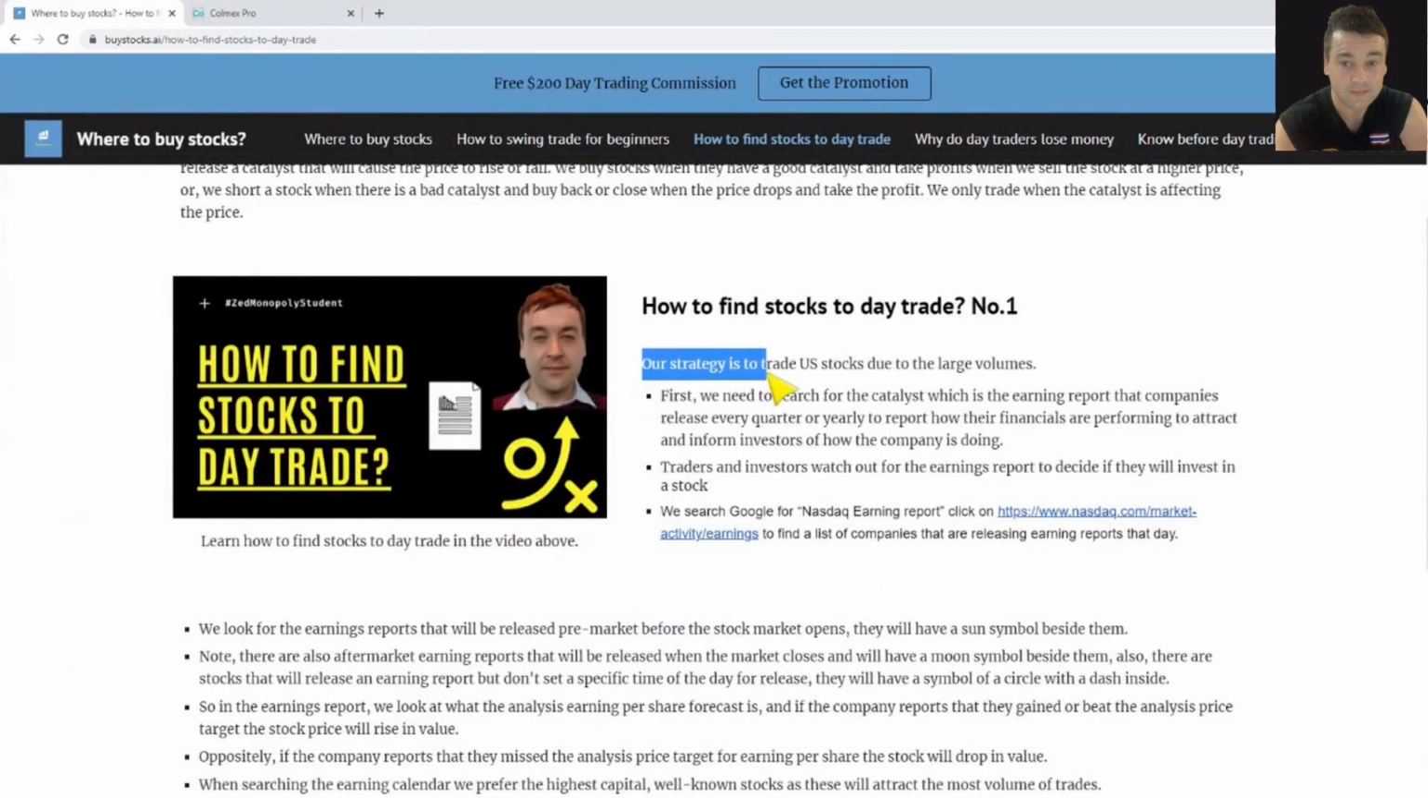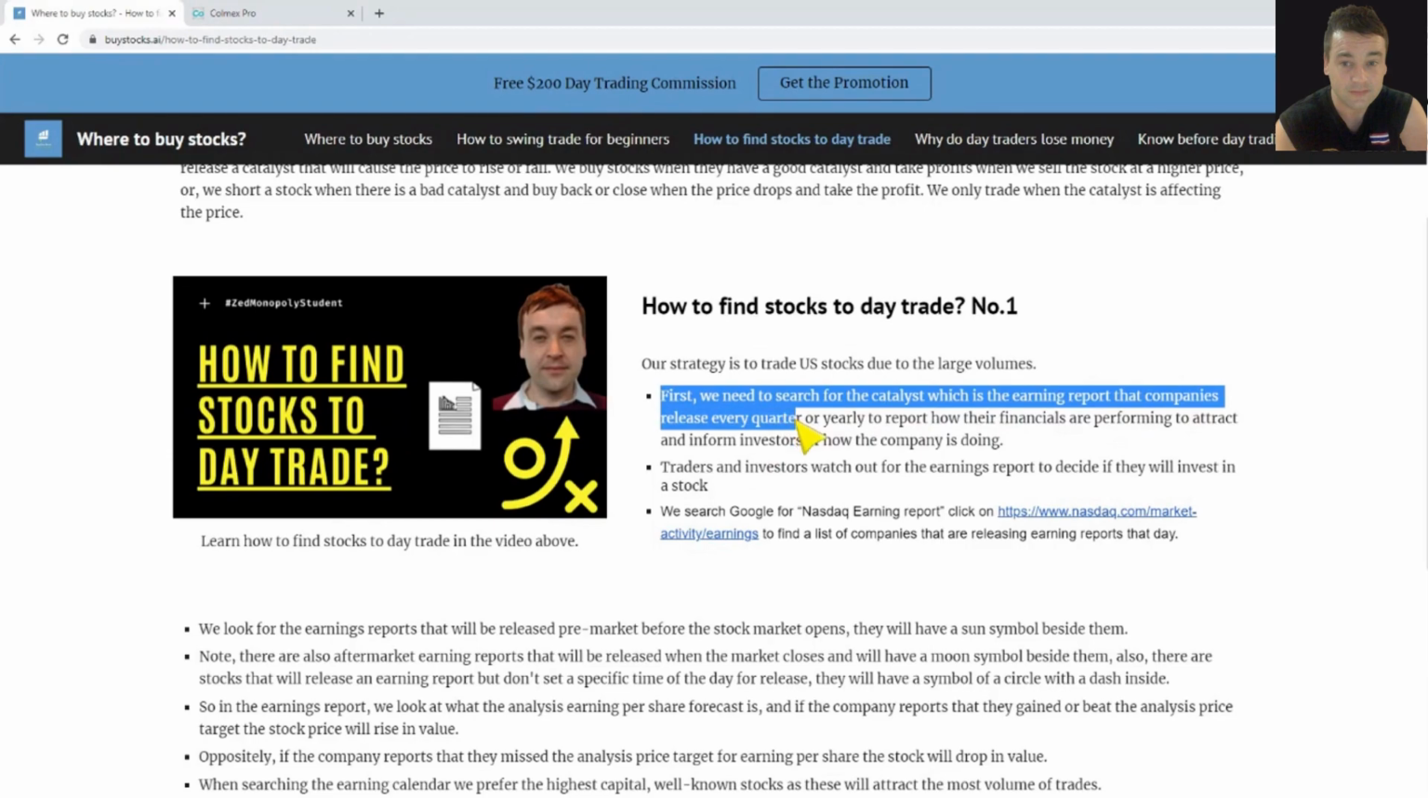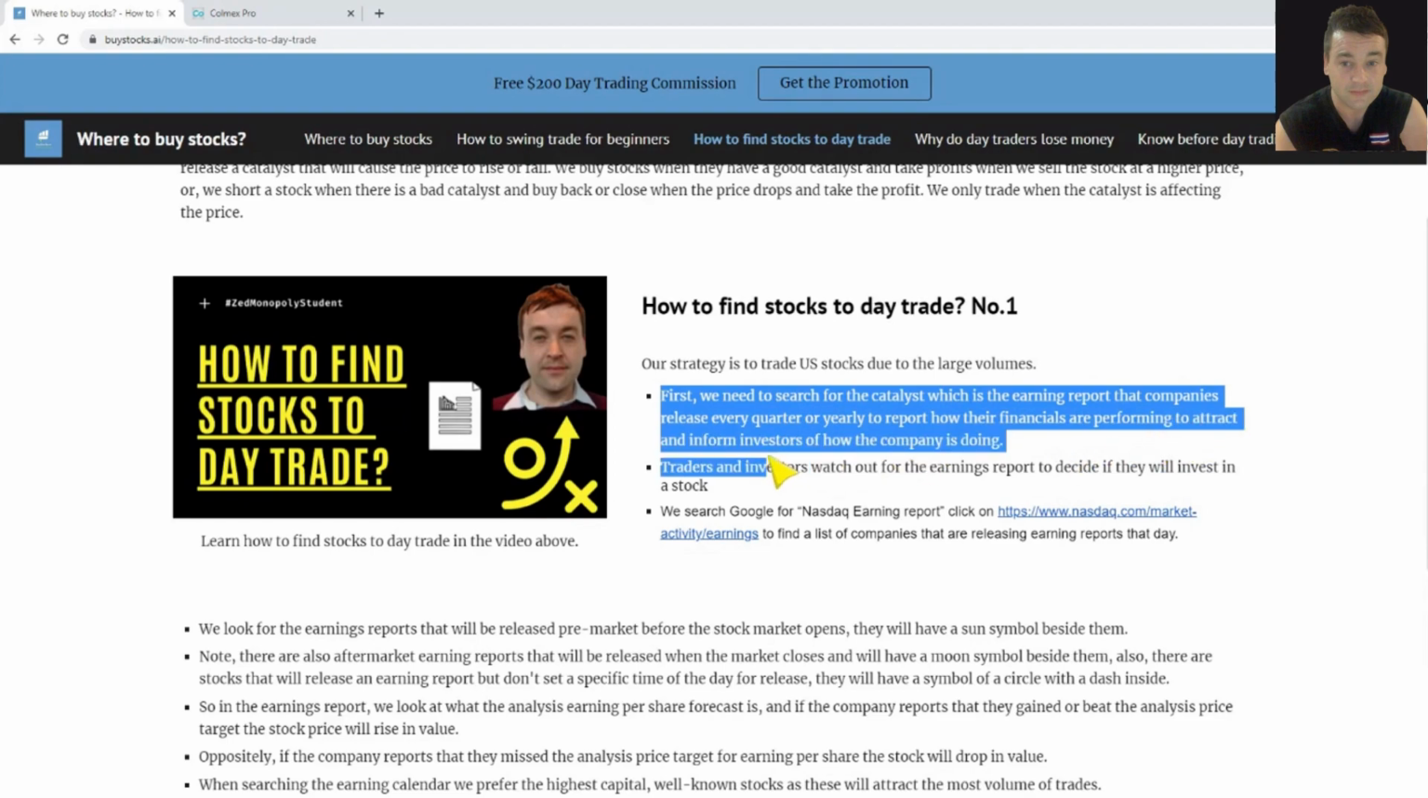Okay, so our strategy is to use US stocks due to the high volumes of trades, okay? So first, we need to search for the catalysts, which is the earning report that companies release every quarter or yearly to report how financials are performing and to attract and inform investors of how the company is doing. So they release their earning reports to show their performance, their financials, to attract new investors or to inform current investors how the company is doing.